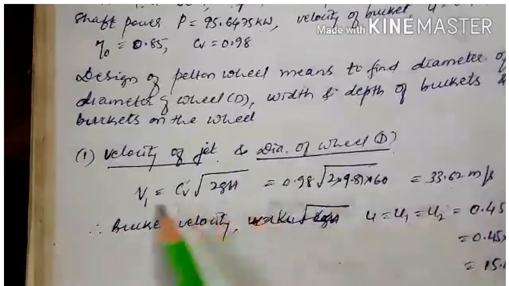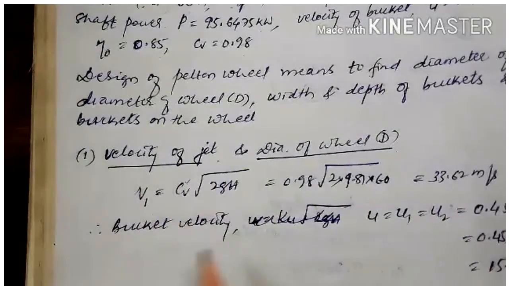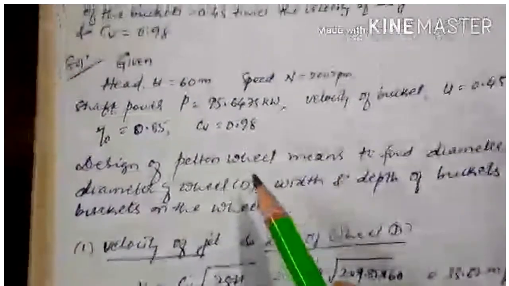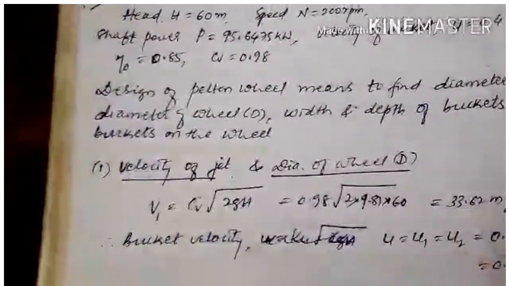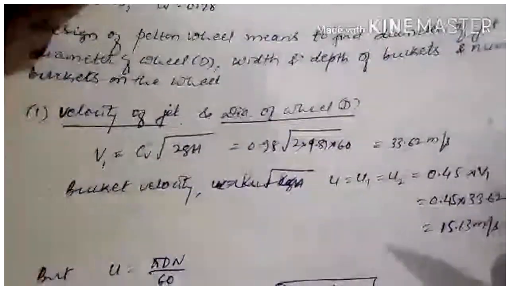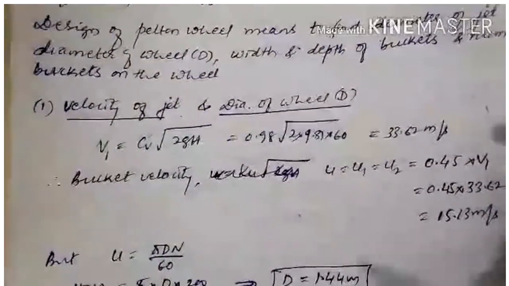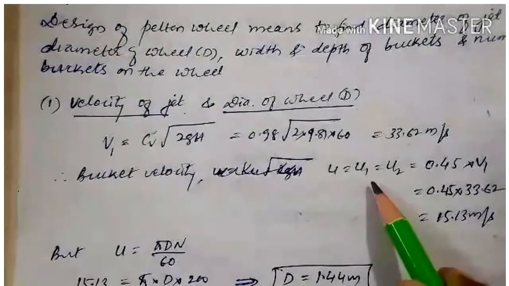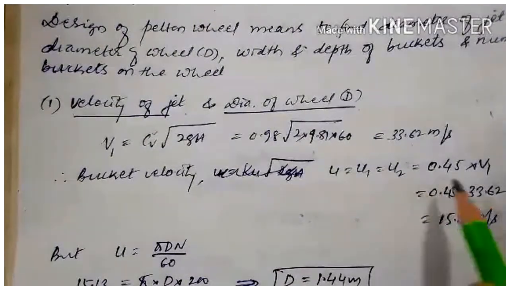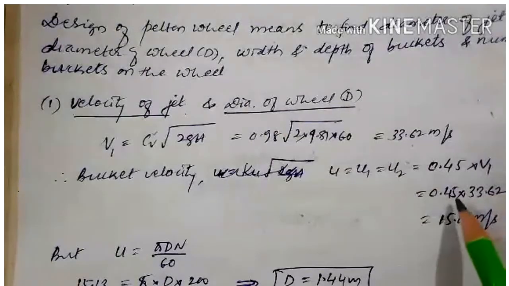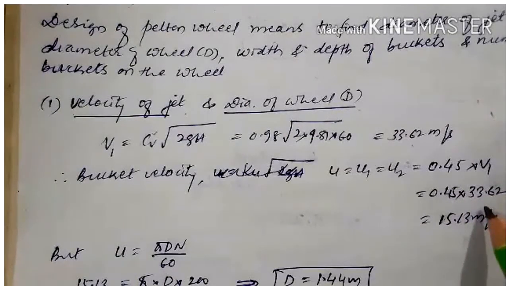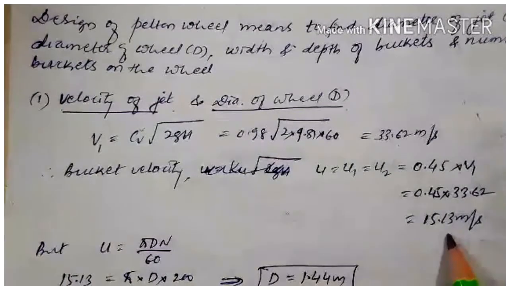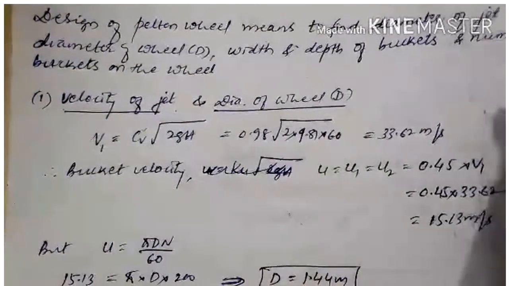Then once we know the velocity of the jet, the bucket velocity can be easily calculated, because the bucket velocity is mentioned in the problem, that should be taken 0.45 times the velocity of the jet. That is u equal to u1 equal to u2, that is 0.45 into V1, that is 0.45 into 33.62, which gives the bucket velocity as 15.13 meter per second.